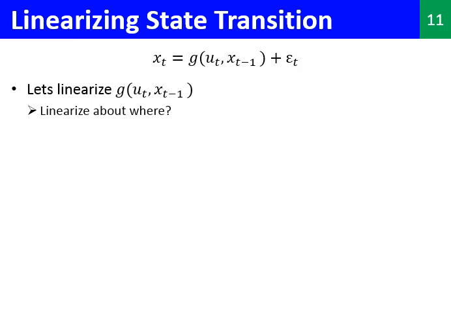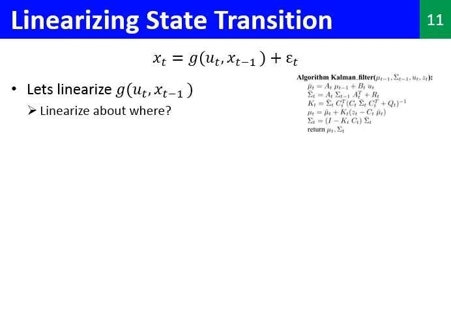Well, we can choose mu_{t-1} because that is the current best estimate we have about x_{t-1}, right? So we can choose this guy, mu_{t-1}, and that is where we are going to linearize the function g. So this is our current best estimate.